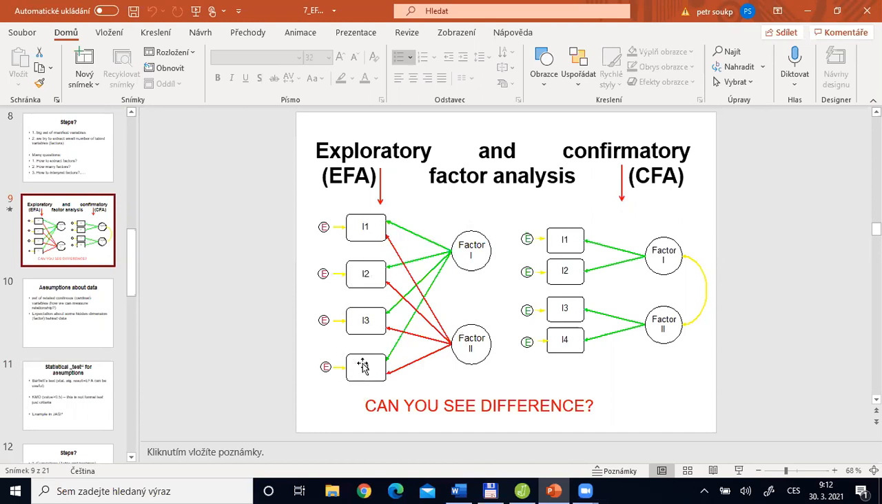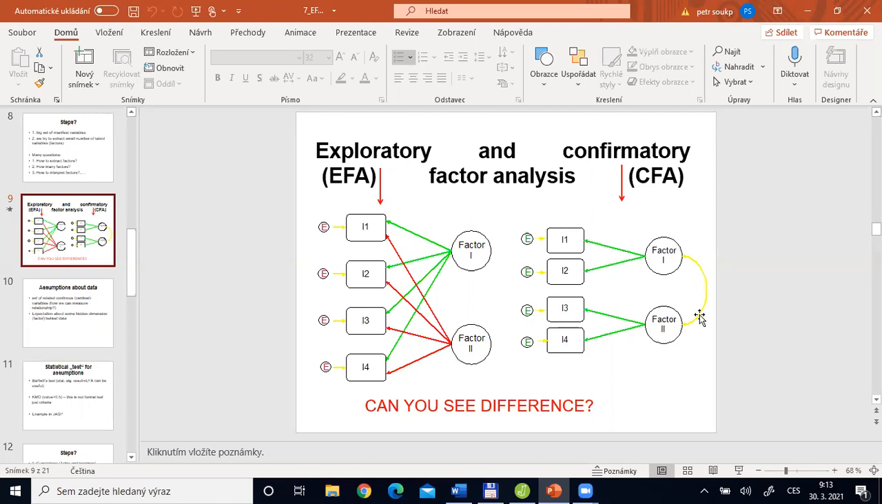So I am exploring my data and trying to imagine what is behind my items. That's the main goal of exploratory factor analysis. For confirmatory factor analysis, the logic is quite different. I have quite a strong expectation, maybe a strong hypothesis, that there are 2 factors. The first factor is created by 2 items, the second one by the rest.